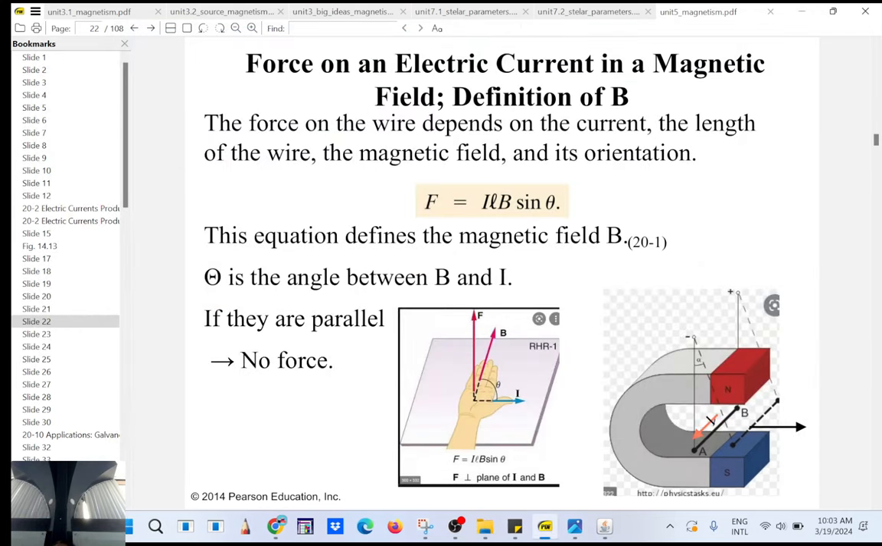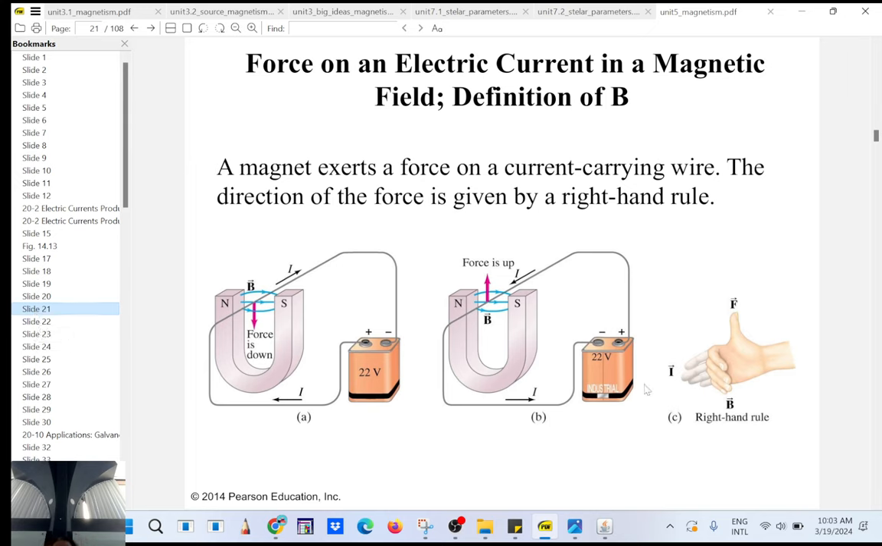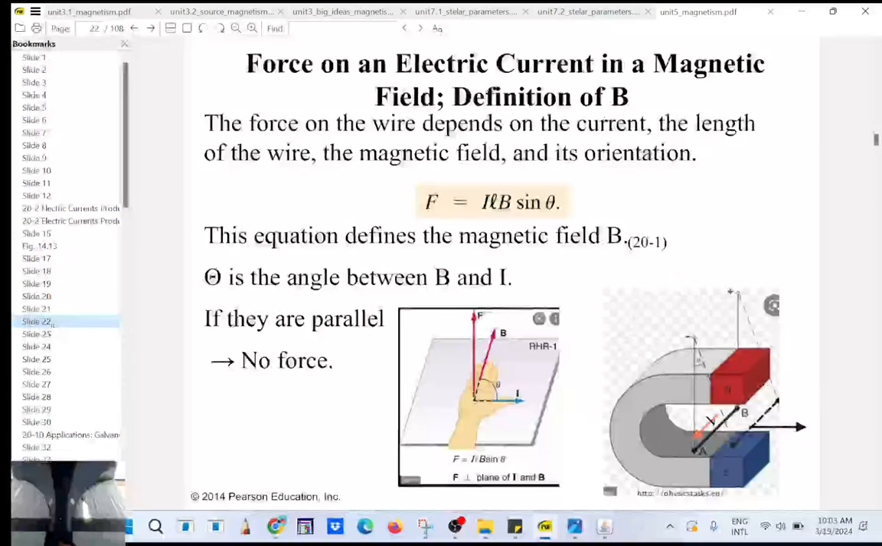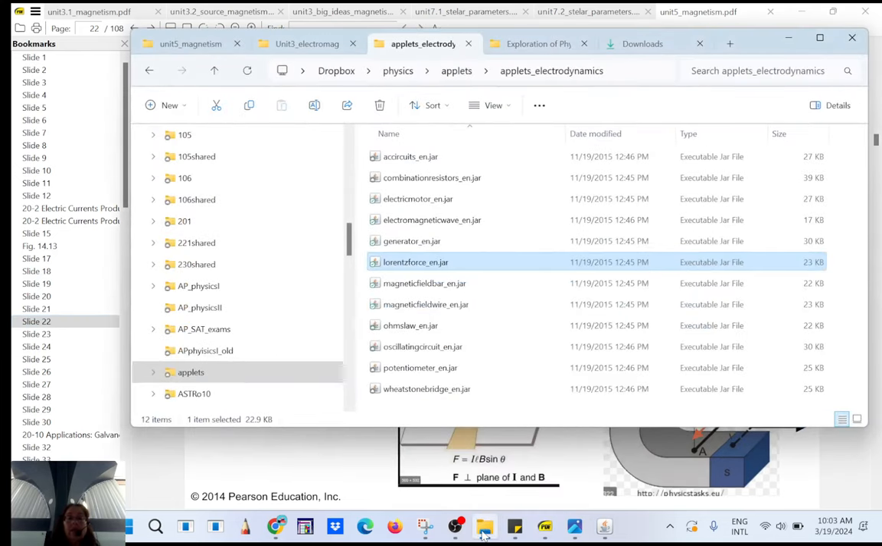Now there is a different way to do it. You don't have to do it. I like to use my fingers because otherwise I forget, but you can use this way. You have different right hand rules. You can do it this way. You can say this is I, this is B. The force will come out of your palm. So it's a different way to do it, but that will be the force.